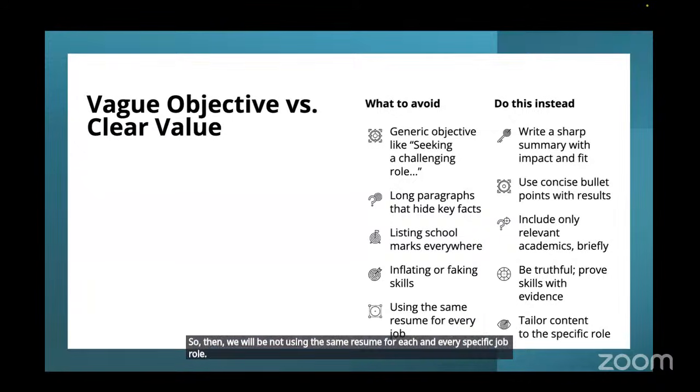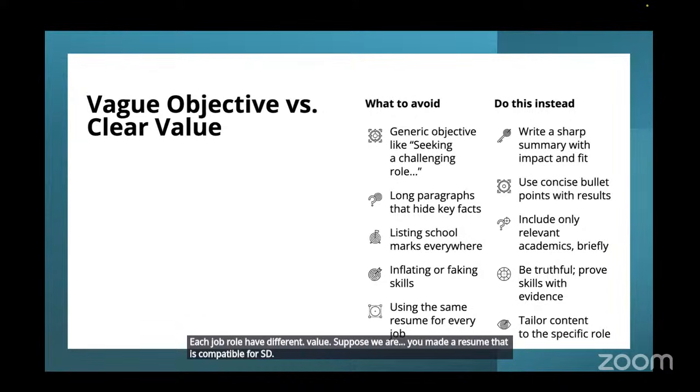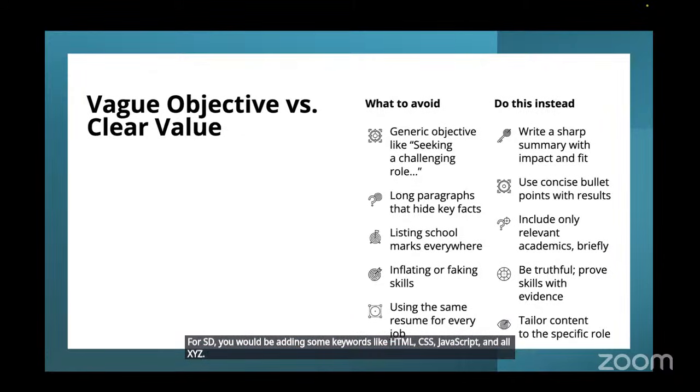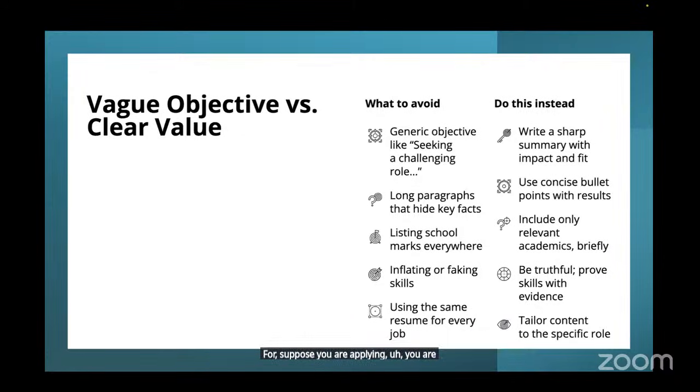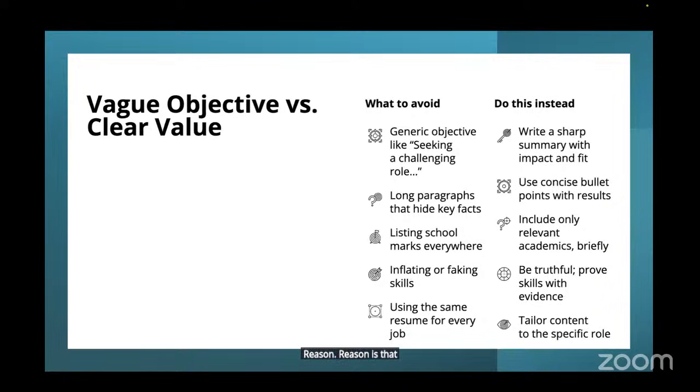Each job role has different value. Suppose you made a resume that is compatible for SDE. For SDE, you would be adding keywords like HTML, CSS, JavaScript, and all XYZ. But you saw a job for data analysis, and you need to apply over there. If you use the same resume, it will not work. Your resume will not get shortlisted. The reason is that it is missing the keywords.